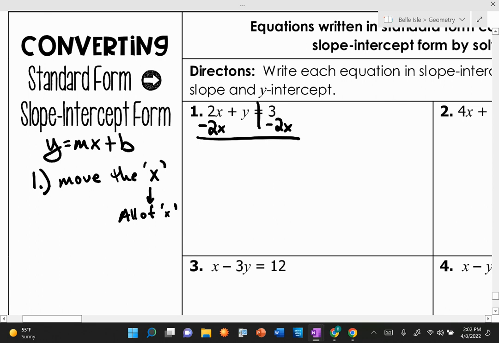Why do I subtract 2x from the left side? I'm going to bring down my y equals. Now, write it in slope-intercept form. So what needs to come first? Negative 2x. Okay. And then is that 3 positive or negative? It's positive.